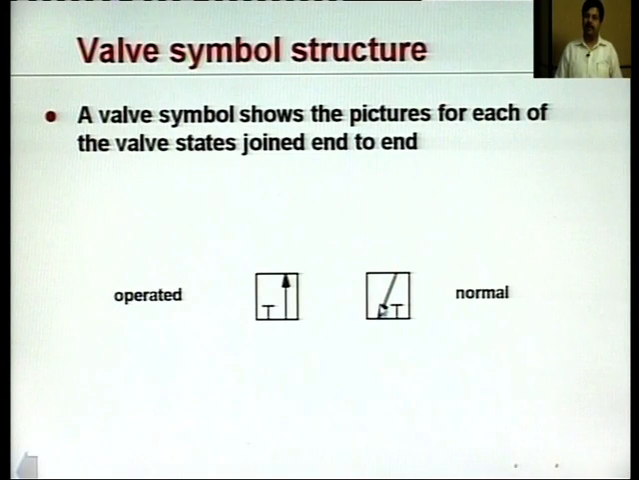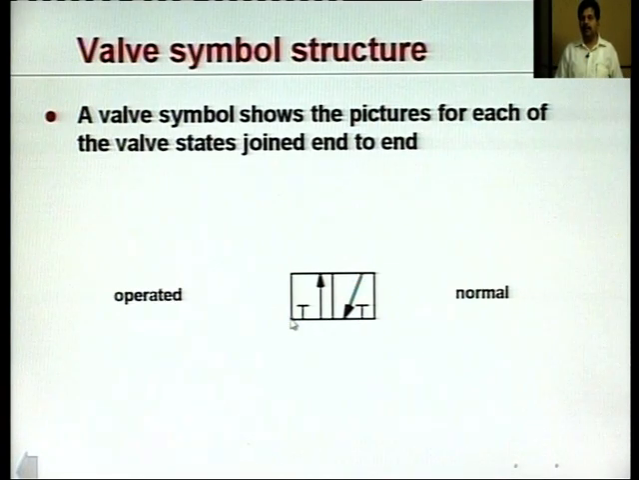It means this particular port will be connected to this particular port, and this particular port is closed. But when this valve becomes operated or it becomes functioning, in that case this port is connected to the upper particular port, and this particular port is closed. In the diagram or the representation of a valve, both these positions are combined like this.